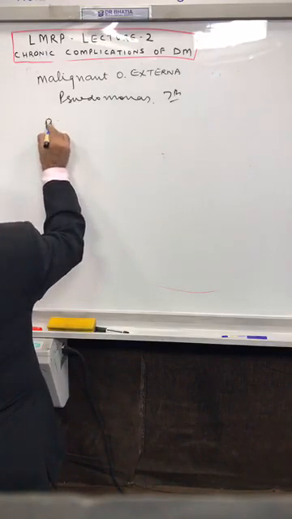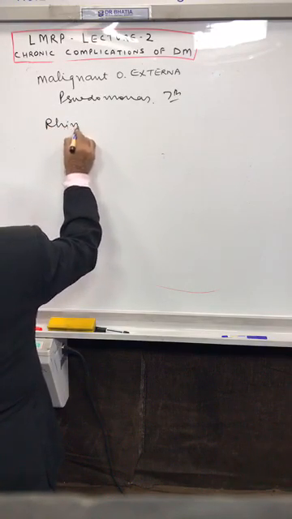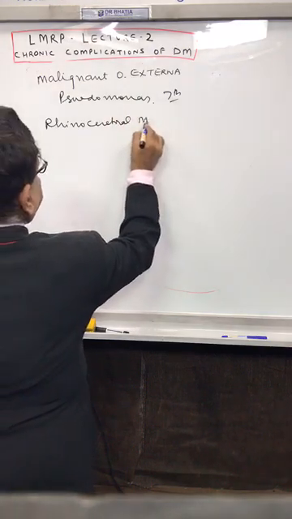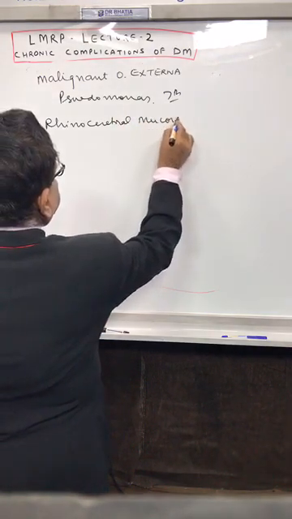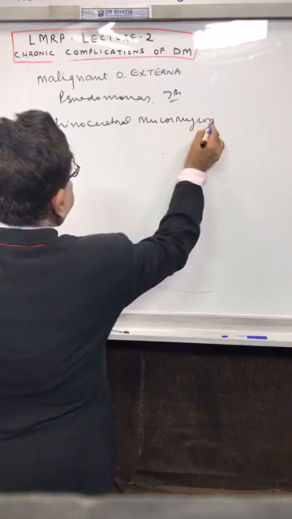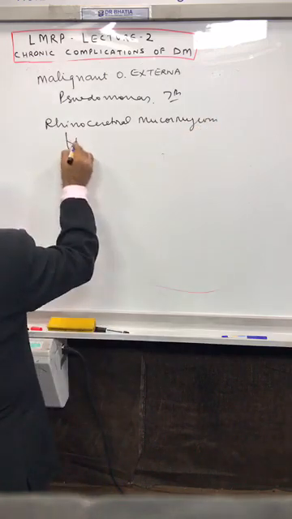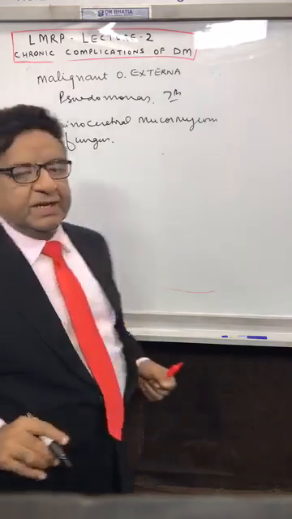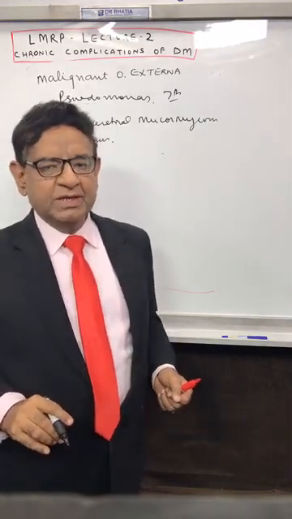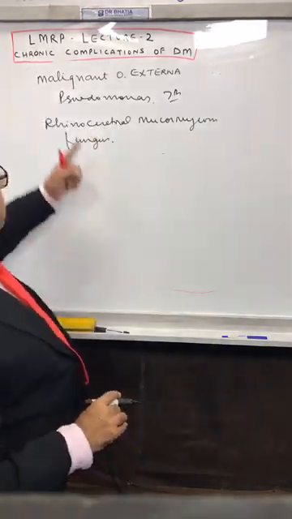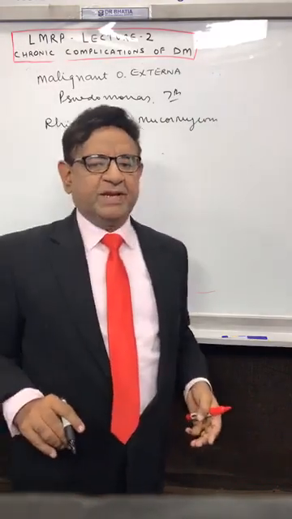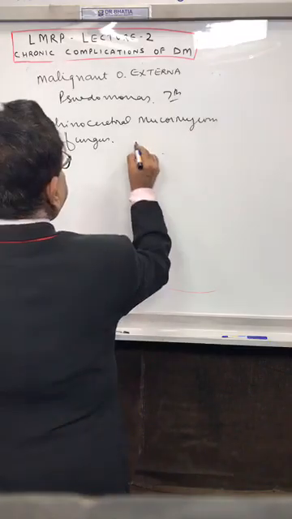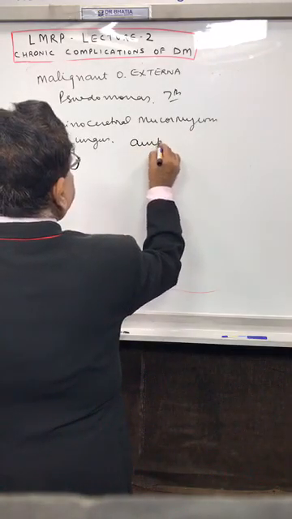Second is rhinocerebral mucormycosis. This is caused by a fungus, and again the nose and eyeball are involved. Both these conditions are rapidly fatal if not controlled, and this we treat with amphotericin.